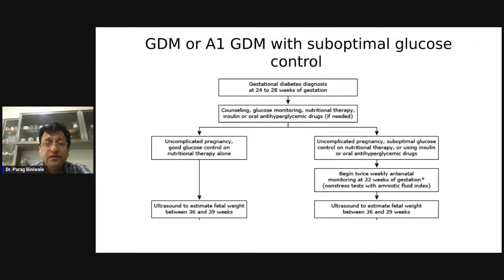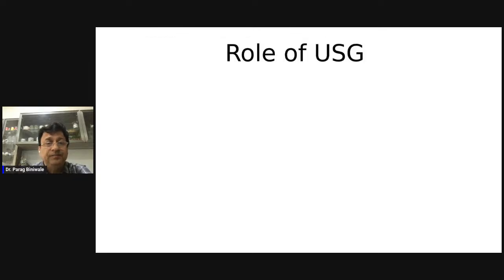But if the glucose control is suboptimum, or if she's on insulin or oral hypoglycemic agents, we may have to call her twice weekly if needed. And of course, ultrasound should be done at 30 to 36 weeks, and more often if needed.